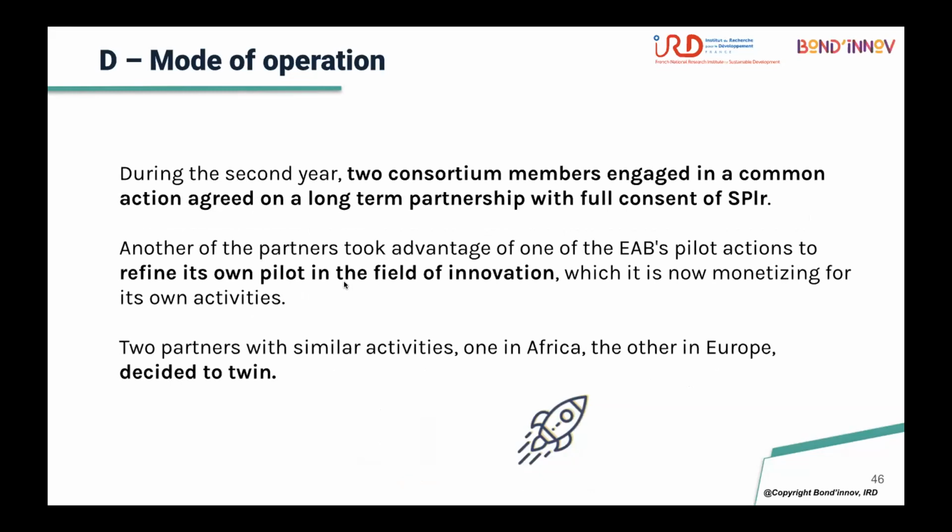During the second year, 2 consortium members engaged in a common activity and agreed on a long-term partnership with full consent of SPIRE. So we had 9 members. When working with a partner, you can have some common interests you decide to work on beyond the duration of the project. And if the consortium lead or all the consortium agree on this aspect, so why not?